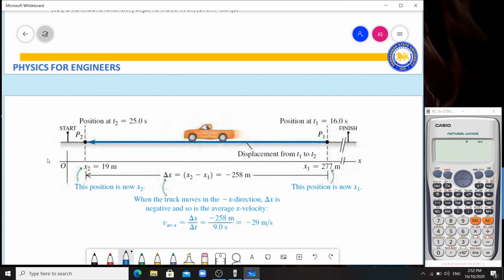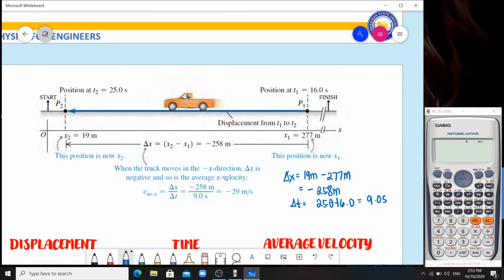What will happen is that our delta x will be the second position, which is 19 meters, minus the initial position of the car, which is 277 meters. So here it is already negative: negative 258 meters. And then the delta t, 25 minus 16, is equivalent to 9.0 seconds. When we divide to get the velocity, our velocity will be negative.